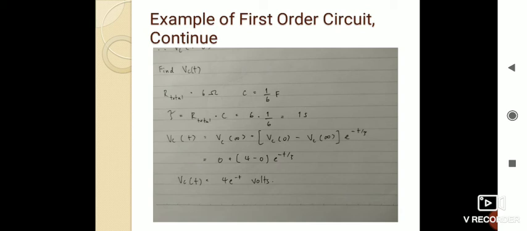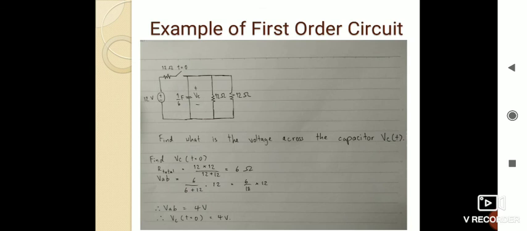So that is not so difficult, right? Just plugging numbers into the equation. We just have to figure out what is VC at 0. That's the most important thing that we have to solve in a first order circuit.